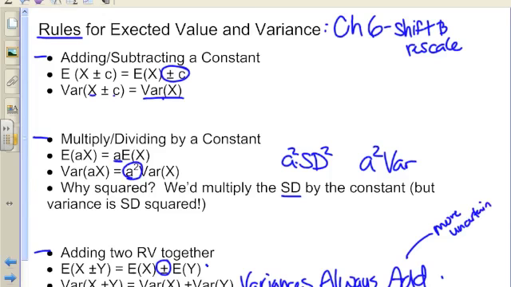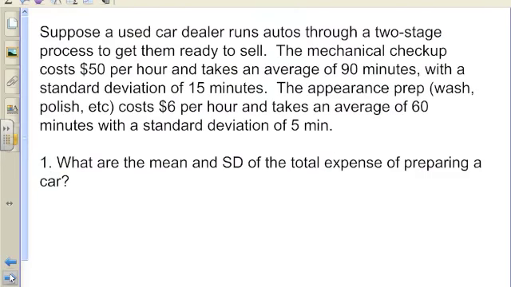All right, so let's go ahead and take a look at a story problem. We're going to talk about cars today. Suppose a used car dealer runs their autos, I didn't write this story problem, most of us just call them cars, through a two-stage process to get them ready to sell. The mechanical checkup costs $50 per hour and takes an average of 90 minutes with a standard deviation of 15 minutes. So notice, on average it takes 90 minutes to walk it through mechanical, make sure it's working all right. But there is a standard deviation. That means it's a variable. The amount of time it's going to take is variable.